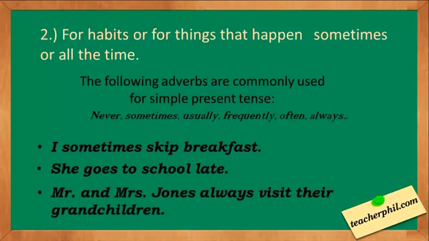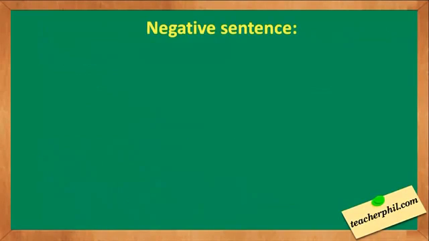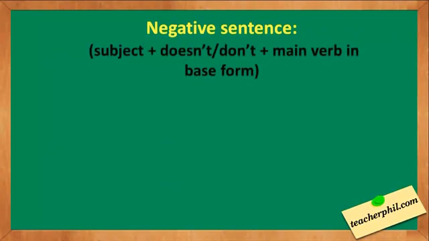Mr. and Mrs. Jones always visit their grandchildren. I, she, and Mr. and Mrs. Jones are the subjects in these sentences, while skip, goes, and visit are the verbs. If you notice, all the examples follow the pattern subject plus main verb. For the negative sentence, the pattern is subject plus doesn't or don't plus main verb in base form.